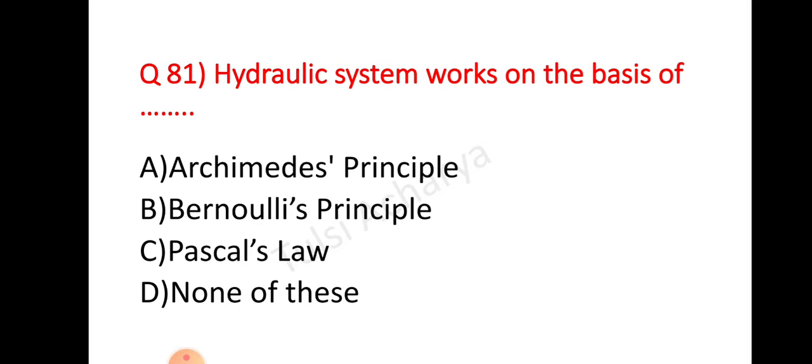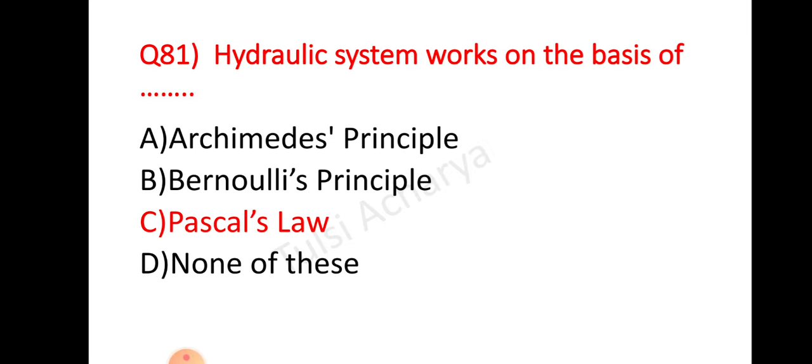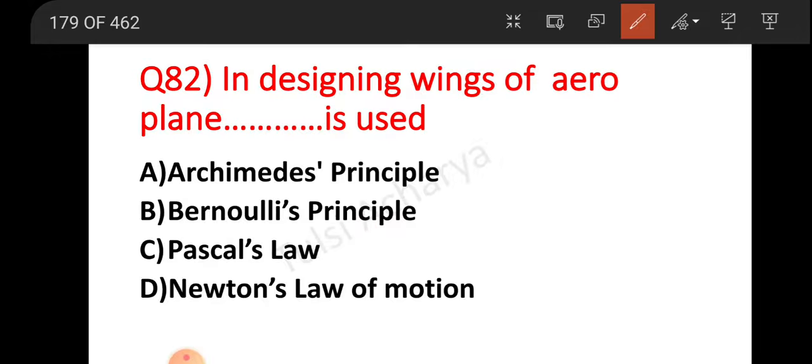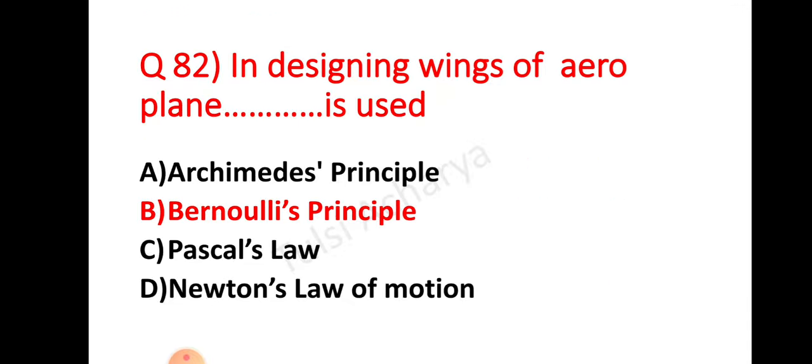Hydraulic system works on the basis of, we know that the principle of the hydraulic system is Pascal's law, that is option choice C. Now let's move to question number 82. In designing wings of an aeroplane, which law is used? Bernoulli's principle is used. Bernoulli's principle is used to maintain the difference in pressure between the upper and lower parts of the wings of an aeroplane, so that it gives the required lift. Now let's move to question number 83.